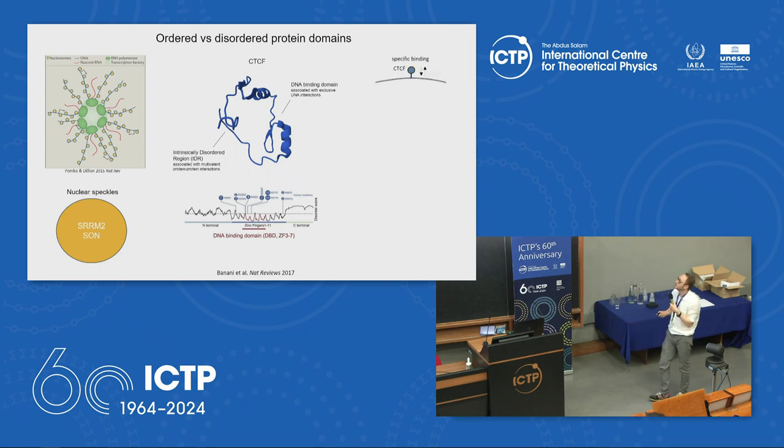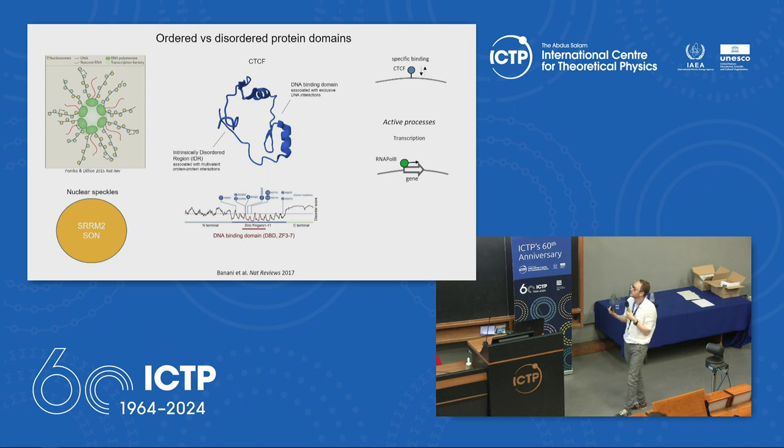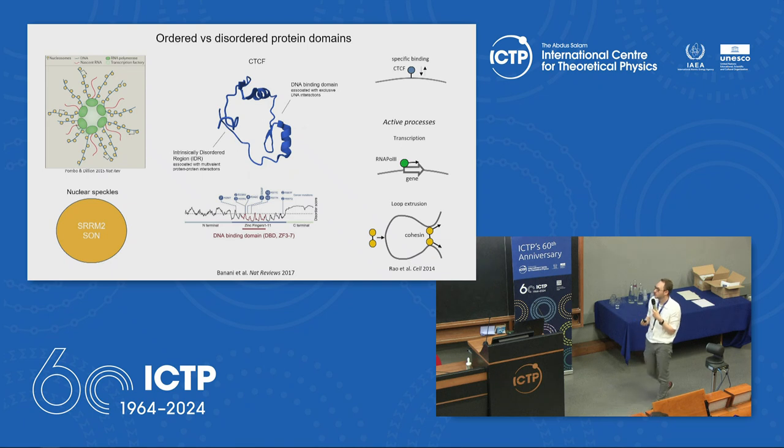At the same time, we can study the interaction with chromatin, the specific binding of CTCF in this case, but of any other protein. We can also use the same platform to investigate active processes happening on the chromatin fiber, like transcription, of course, where RNA-Pol2 attaches to the gene and goes through the gene. But also, as one of the speakers before was mentioning, another process called loop extrusion, believed to be very important for chromatin folding, although it's not really clear to what extent it's important for expression.